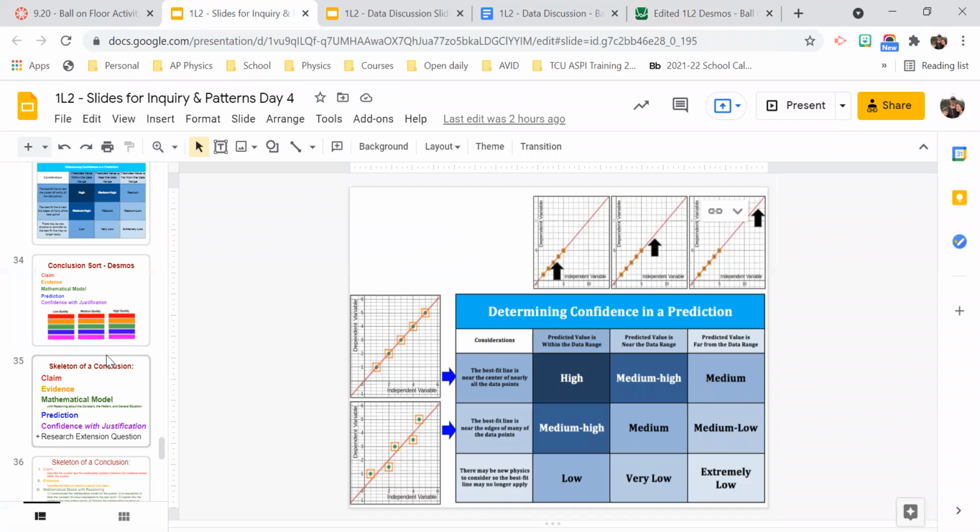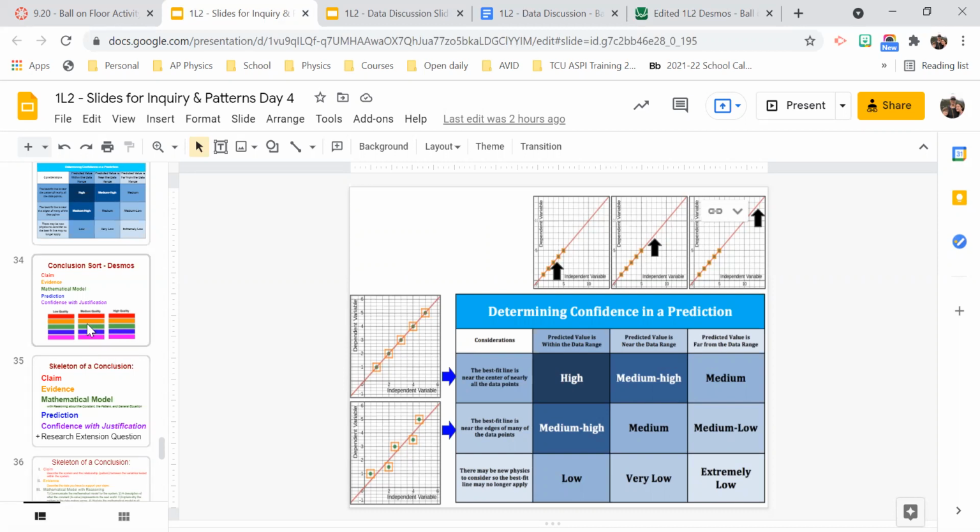So hopefully you feel confident with making your prediction. Hopefully now you have taken your data discussion from the paper. You thought about it for a few minutes and you've written that down as your mathematical model in Desmos. And if you have not done that, pause the video and do that now. Okay.